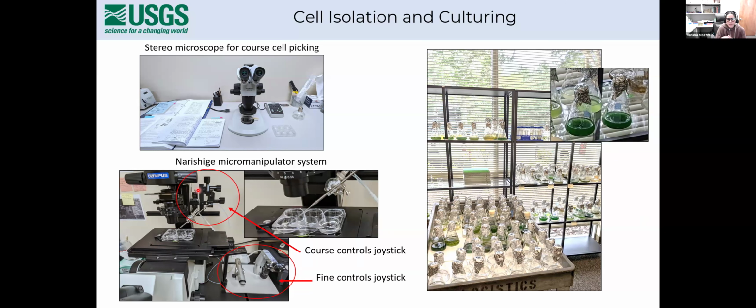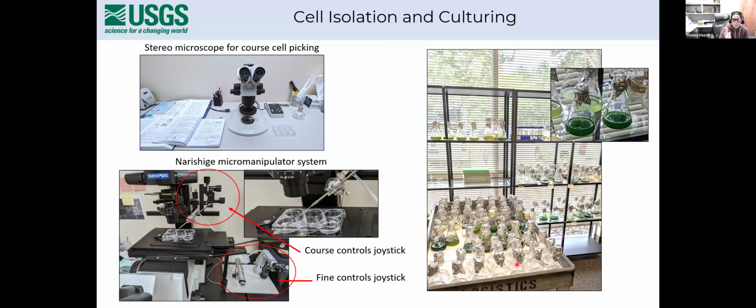So that's really cool. And then once we have unialgal cultures in these well plates, we transfer them into these 250 mL glass flasks with fresh media. And we maintain batch cultures here. So we have a finite volume of media for the cells to grow. We don't add new media.